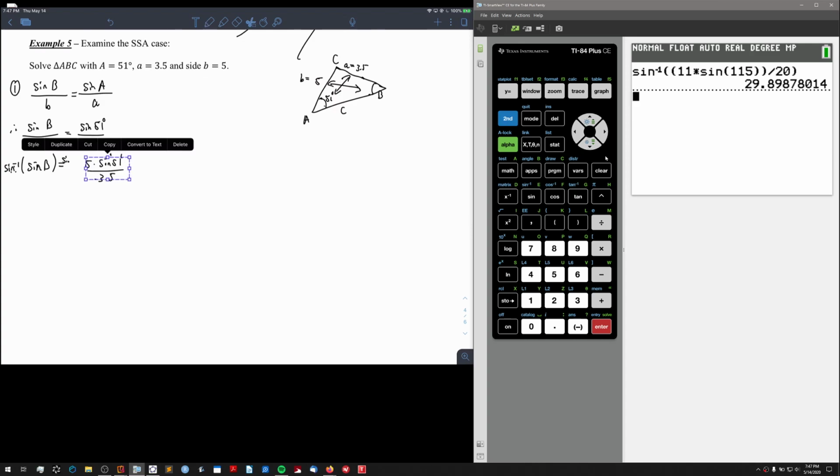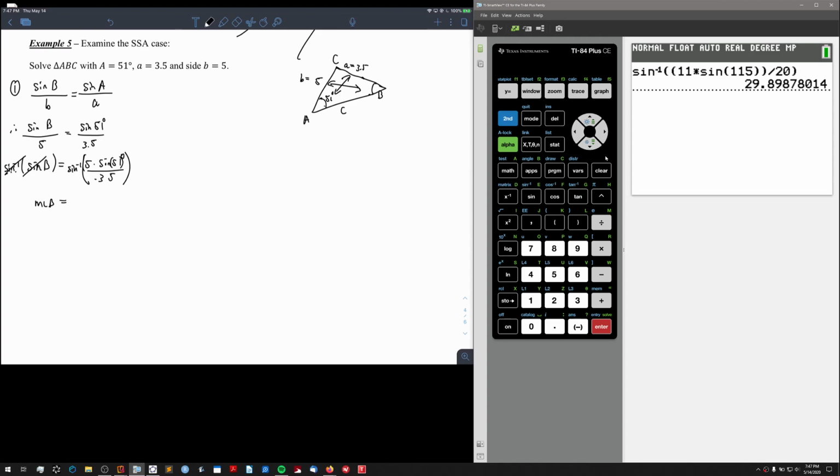The magic of technology. Let me move that over. And so I do inverse sine of this mess. Okay, 51 degrees there. Like that. Okay, and inverse sine and sine are inverse operations, so what I'm left with is the measure of angle B. That's how you get the size of an angle, is you take the inverse sine.